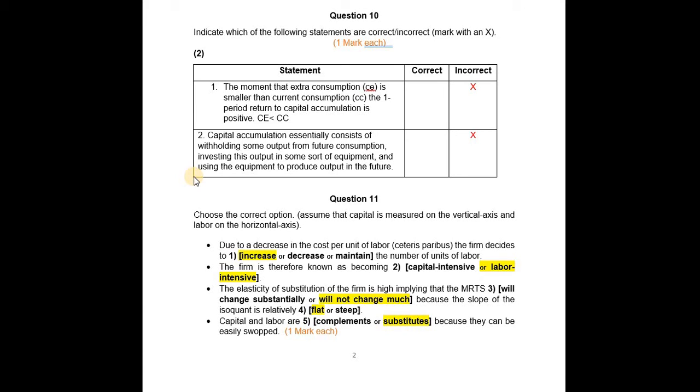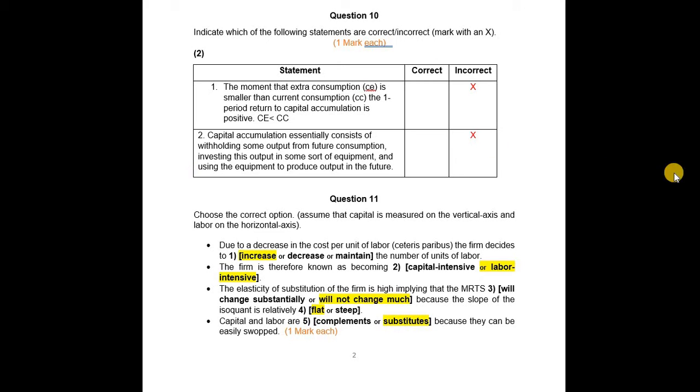Capital accumulation consists of withholding some output from current consumption so that it can be consumed in future. So it's about withholding some output or some input from current consumption for future consumption, not the other way around.